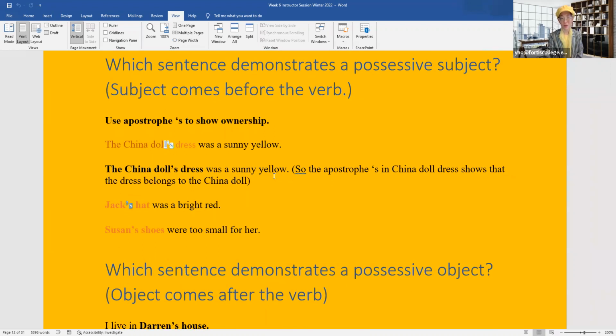Jack's hat was a bright red. So we use apostrophe S to show that Jack owns the hat. And we use apostrophe S to show that Susan owns the shoes. Susan's shoes were too small for her.